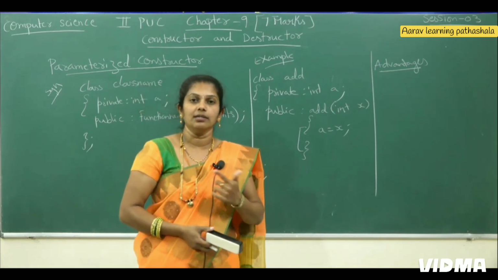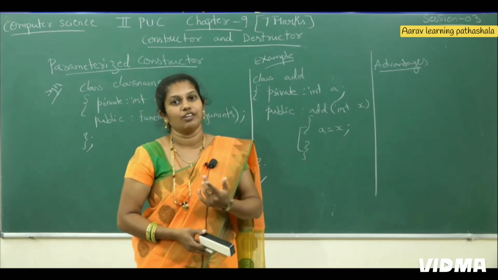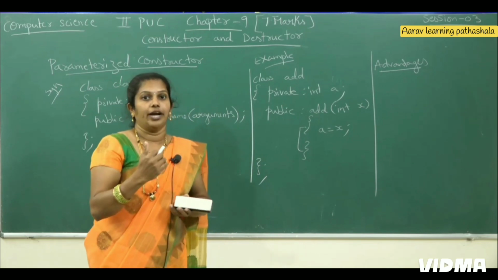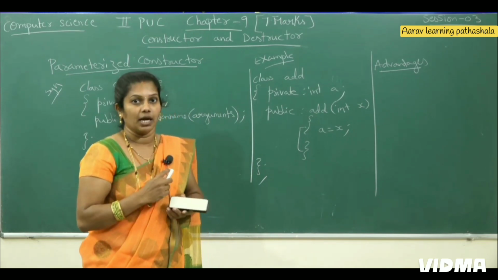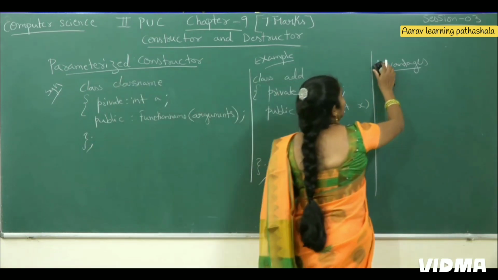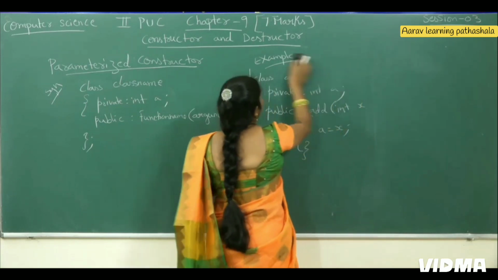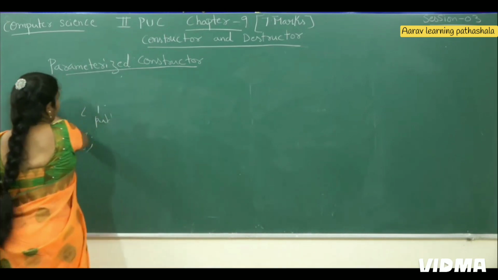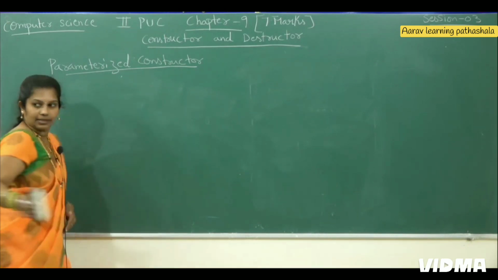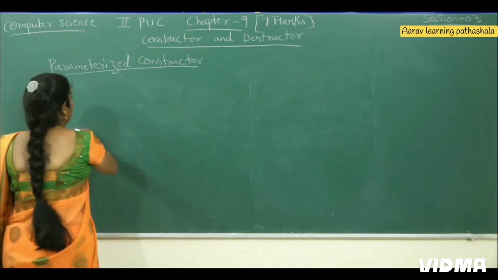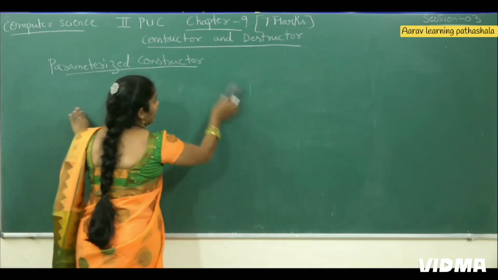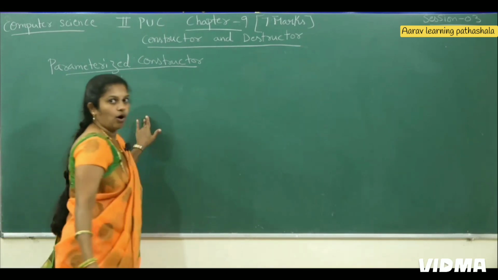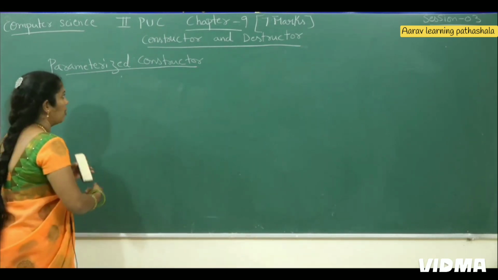Whereas in parameterized constructor, for each object we can initialize with a different set of values, and this can be invoked in three methods. One is implicit call, second is explicit call, and the third is initialization at the time of declaration with assignment operator.